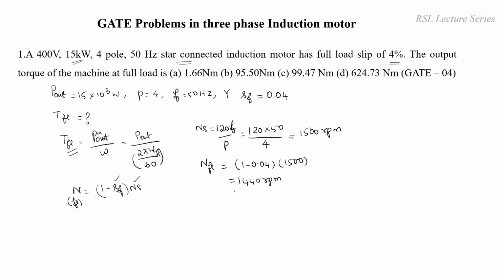Okay. So now we'll substitute in the torque equation. So torque corresponding to full load condition will be equal to 15 into 10 power 3 divided by 2 pi into 1440 divided by 60. Okay. So on simplification, we will get 99.5 Newton meter. Okay. So the answer is C.